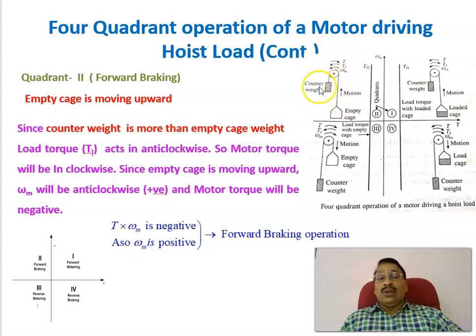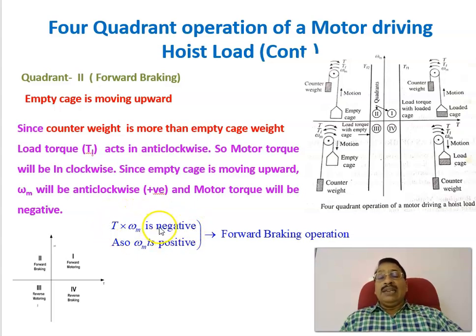Since the load torque is in the anti-clockwise direction, the motor torque will be opposite to the load torque, that is, in the clockwise direction, which is negative. And since the cage is moving upward, omega m will also be in the anti-clockwise direction, that is, omega m will be positive while the motor torque is negative. Therefore, T into omega m will be negative, or power is negative.